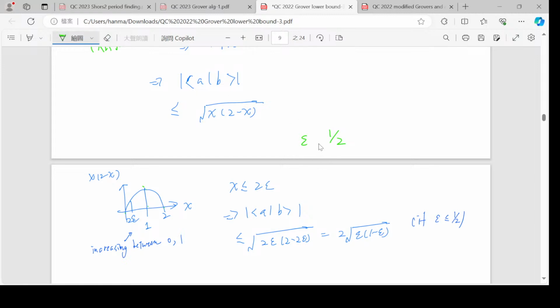And so we can get our 2 epsilon as a bound, and we get our inner product bounded by 2 times the square root of epsilon times 1 minus epsilon.